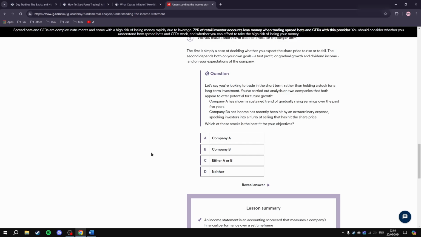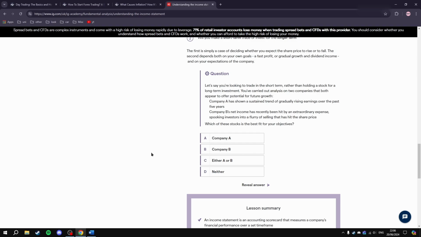Question: let's say you're looking to trade in the short term rather than holding a stock for long-term investment. You've carried out analysis on two companies that both appear to offer potential for future growth. Company A has shown a sustained trend of gradually rising earnings over the past 5 years. Company B's net income was recently hit by extraordinary expense, spooking investors into a flurry of selling that has hit the share price. Which of these stocks is best fit for your objectives?